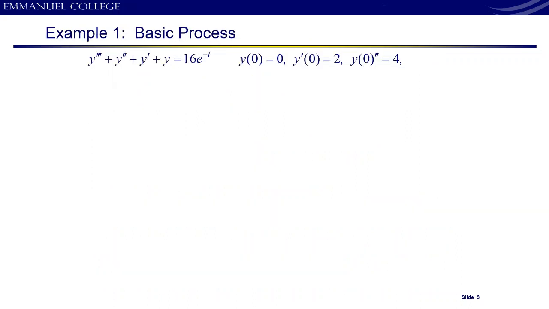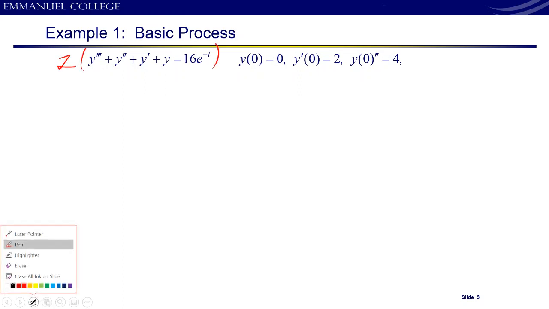So this one's actually a little bit worse than what we've seen before. This is a third degree: y triple prime plus y double prime plus y prime plus y equals 16 e to the negative t, with 3 initial conditions. To start, just do the Laplace transform of the whole thing. That's going to be our goal. I don't want to have to deal with anything else.